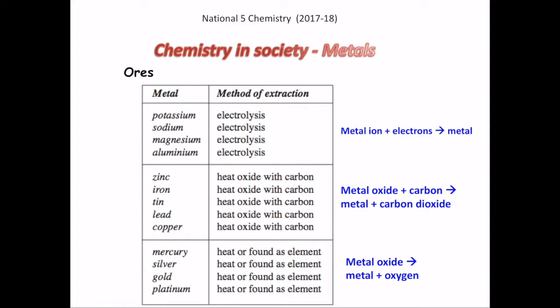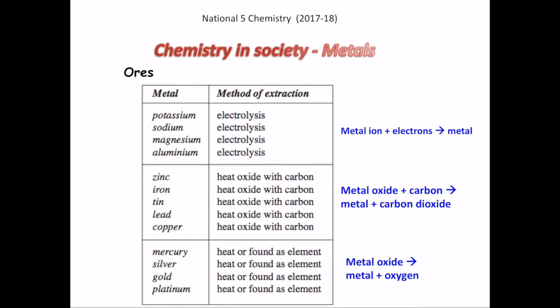So now you can see the electrochemical series here with the most reactive element potassium at the top and least reactive element platinum at the bottom. These metals have been grouped depending on their method of extraction. So you can see that the first four elements, potassium, sodium, magnesium, aluminium, are extracted by electrolysis, in which the metal is dissociated into its ions, and then the metal ions gain electrons to form metals.